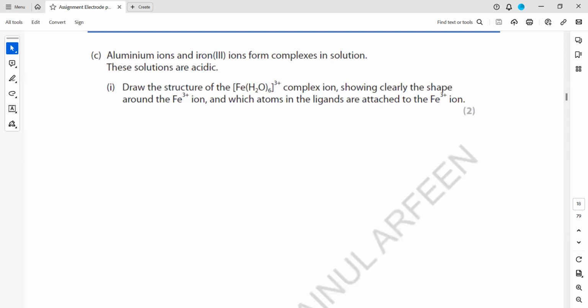When the coordination number is 6, meaning 6 dative bonds are forming or 6 ligands are attached, what will the structure be? The structure should be octahedral. How do we represent an octahedral structure? So we have Fe, and water is attached, like here H2O. One is in, another one is out.